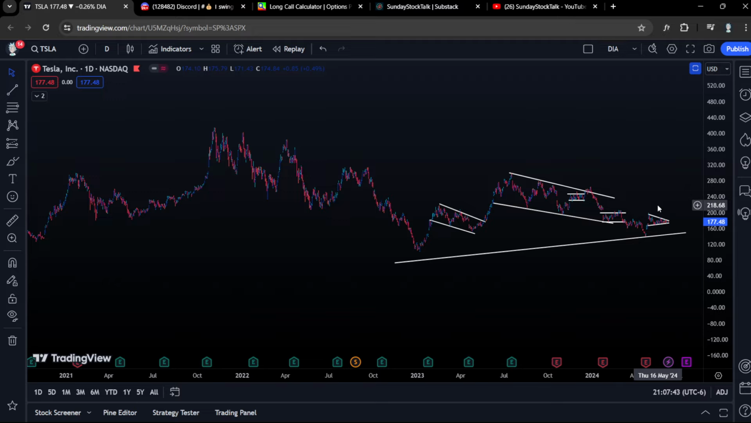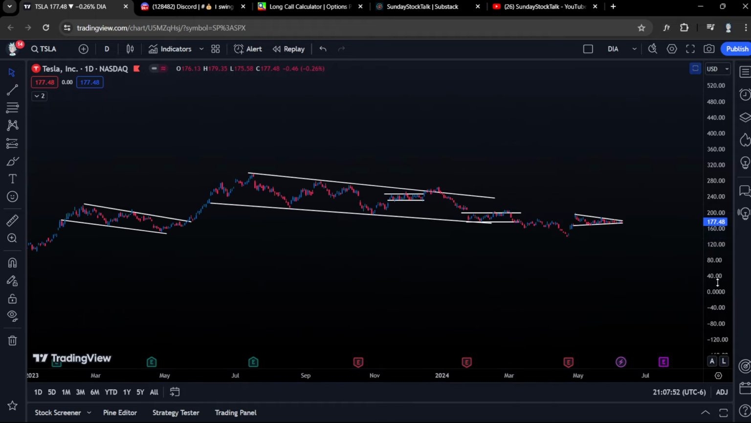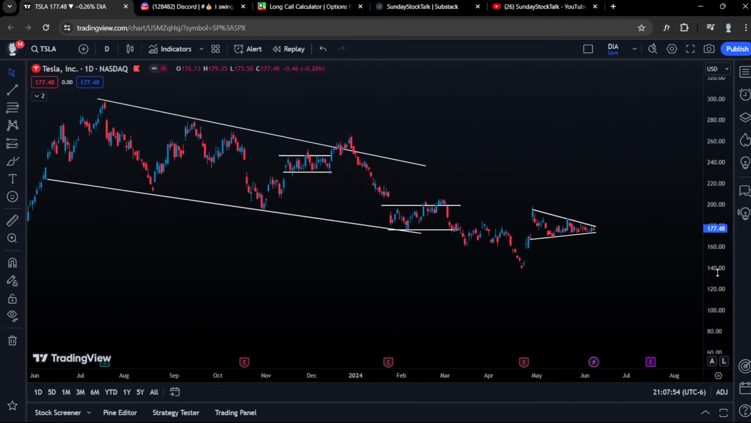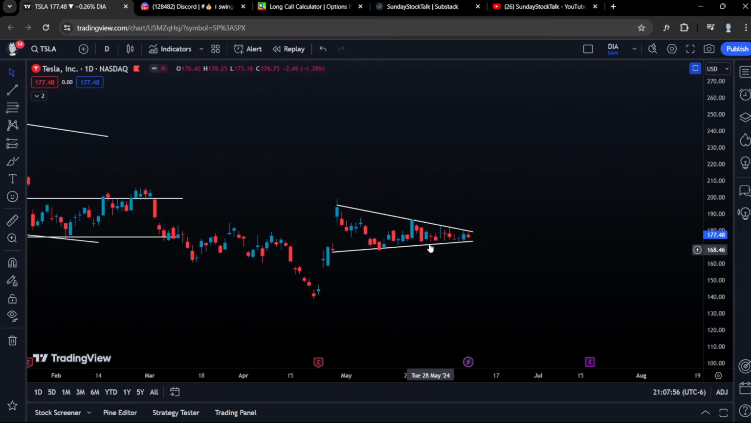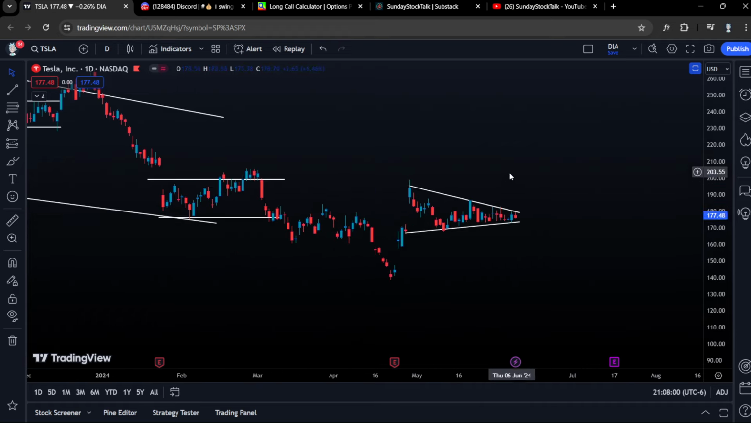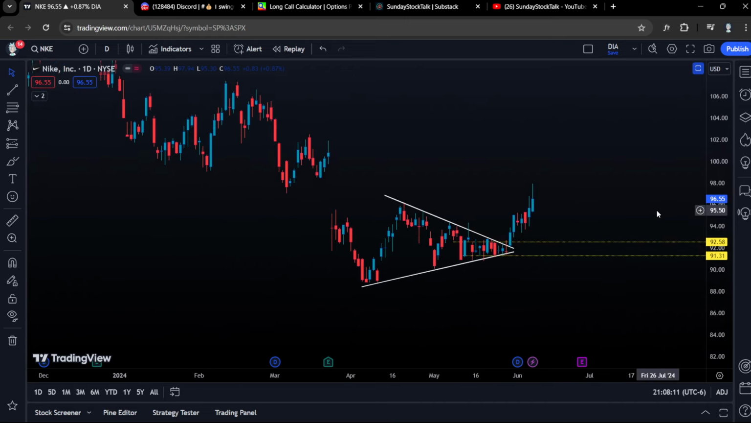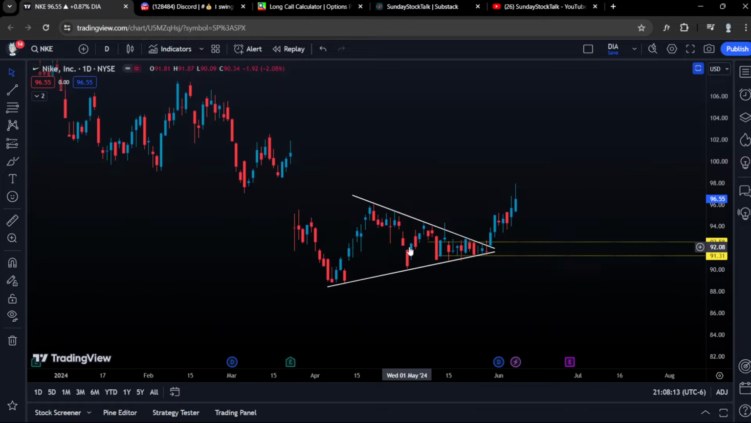So that is one thing that I'm thinking about when I'm going into this play, especially since a symmetrical triangle is a neutral pattern. We can break this to the upside or to the downside. We can either break this to the downside and fill the gap down below, or break out to the upside and go for this resistance. Now, one thing that I really like about this play on Tesla is that it is very similar to our play on Nike, literally identical, same symmetrical triangle.